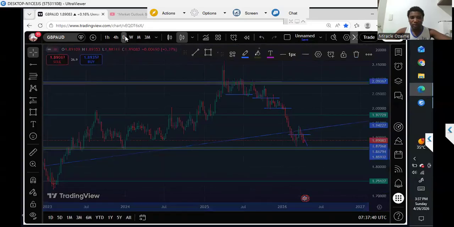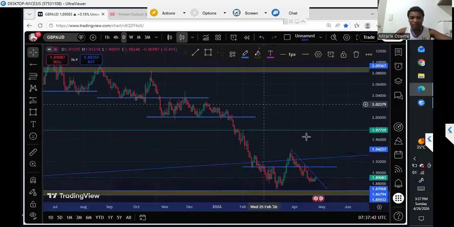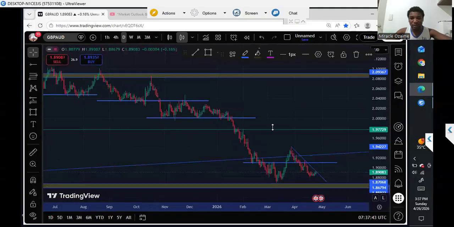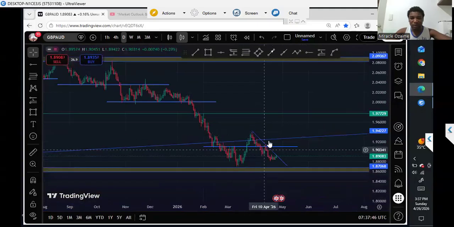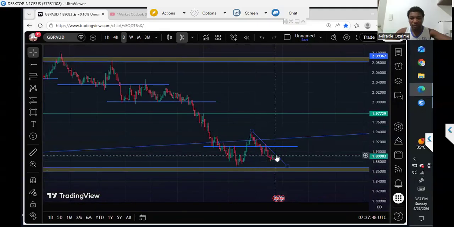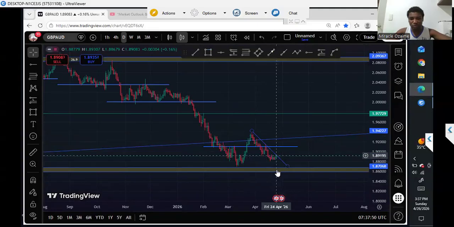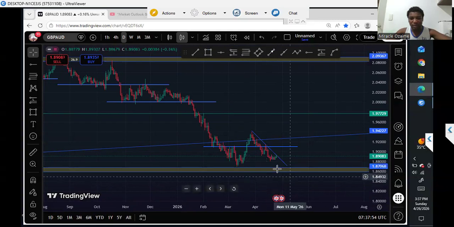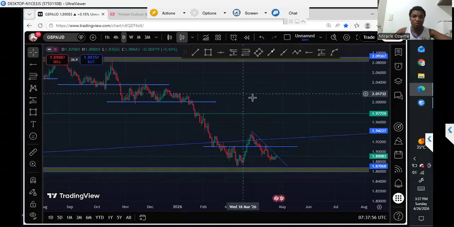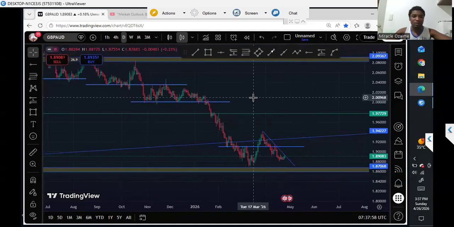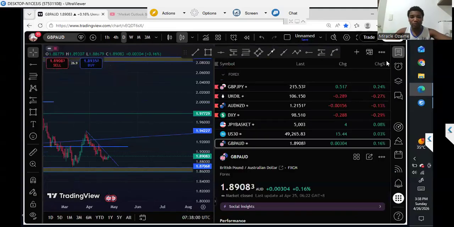Then on the daily time frame, however, this is looking like the third touch of the trend line. If you check, one touch, second touch, this is like a third touch, so it can easily drop from this area towards the downside to test where it wants to test, form a base around this area for continuation to the upside. So that's my thought on GBP AUD as of the moment.